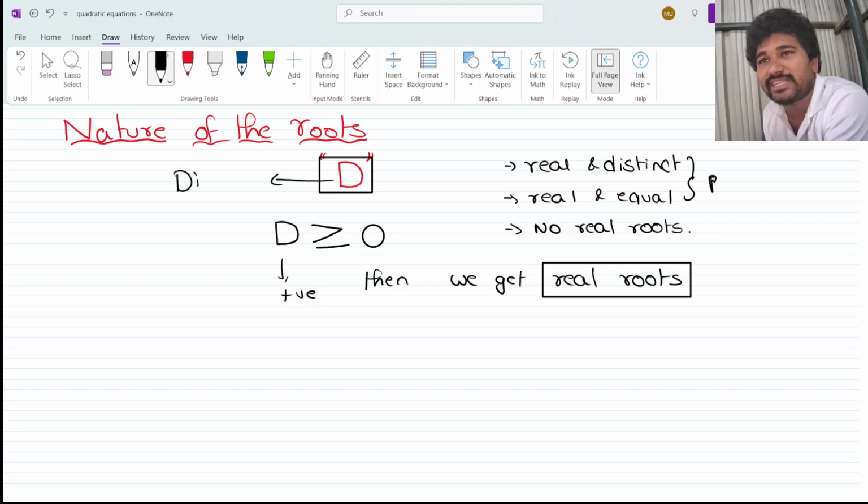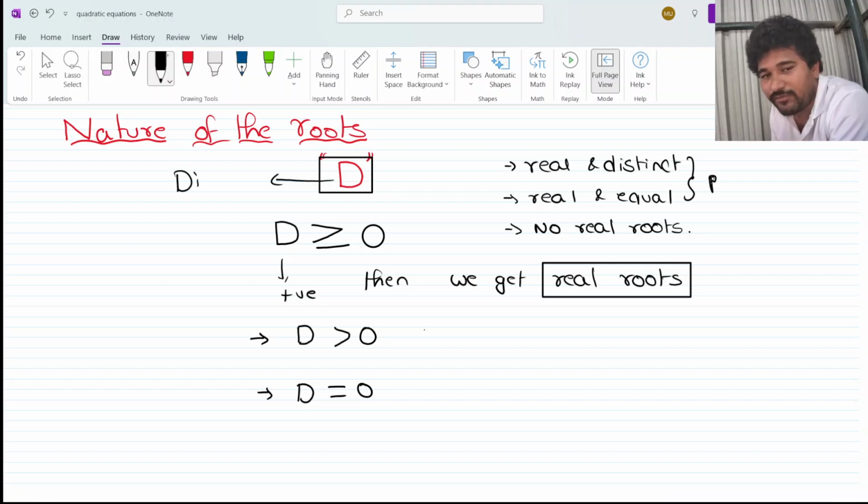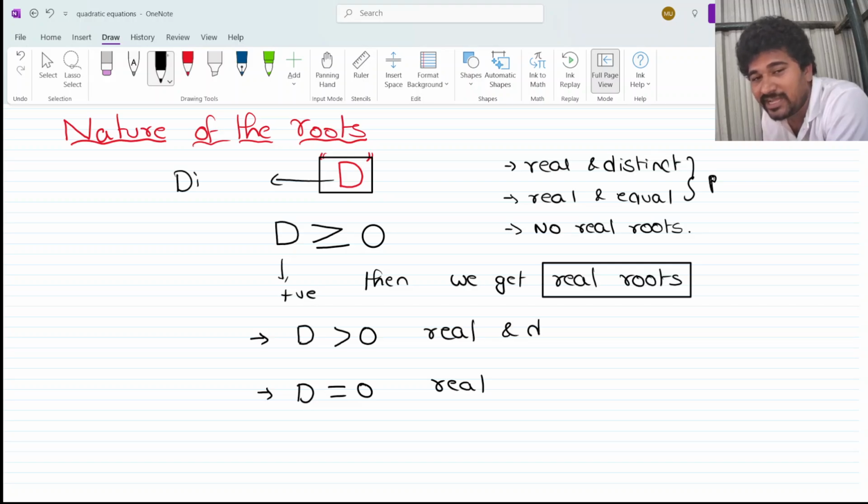Sir, how do we say real distinct and real equal? You have to split this. Look at just D greater than 0, and look at just D equal to 0 separately. In these two cases, first of all it is real. If D is greater than 0, it is real and distinct.